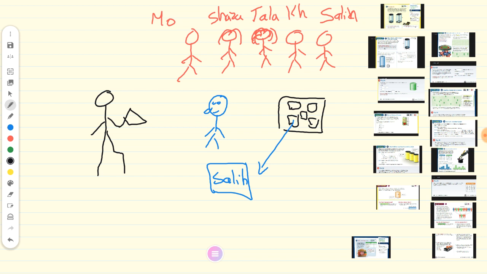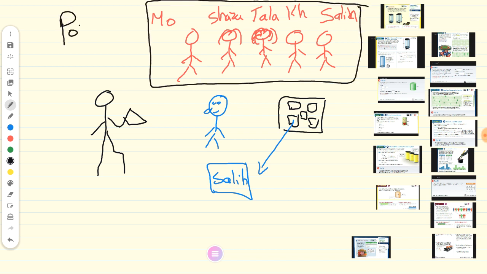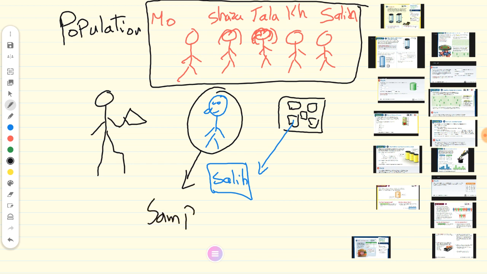The entire number of students, which is the 5, represents the population. Saleh here represents the sample. It's a sample. Only one of them can talk and speak for them. The way we choose the sample, how we get to choose the sample, is called the random way.